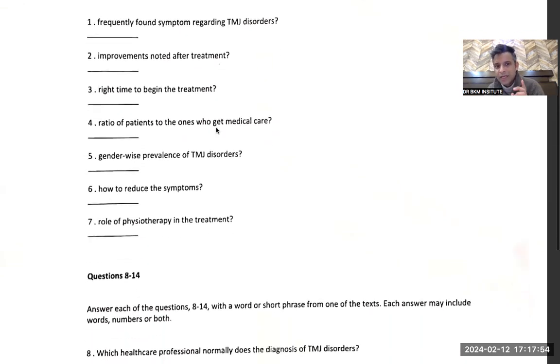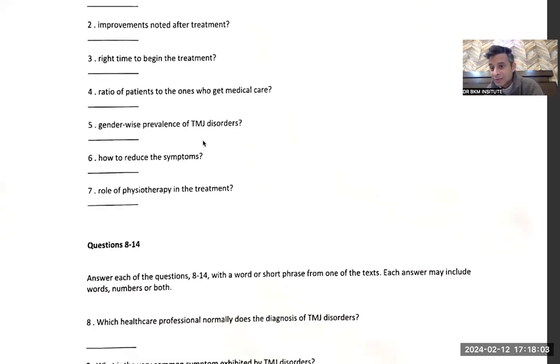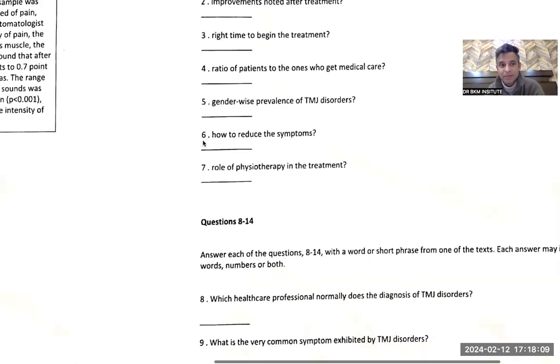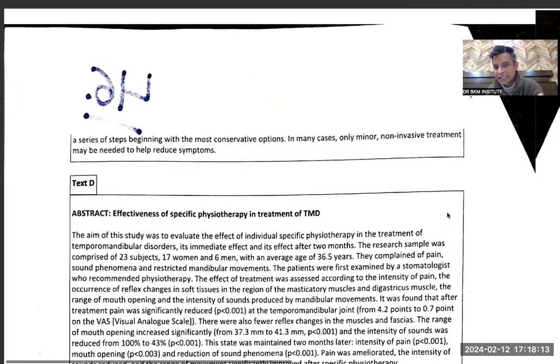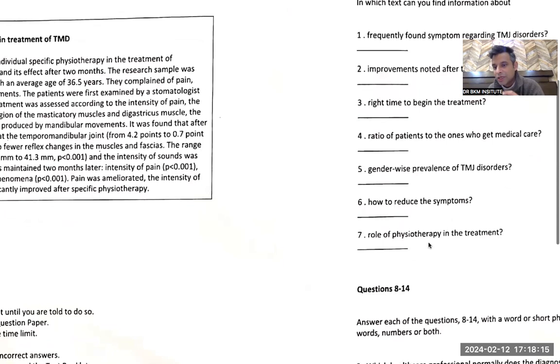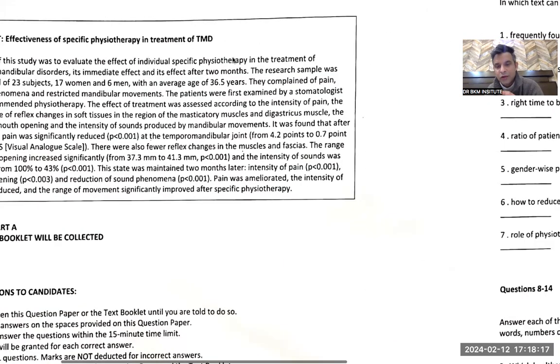Symptoms should be fine. Ratio of the patients who get medical care. This was a hard question, but we were doing it earlier. Part A, last line has been given. Gender wise prevalence, it is given in B that women have more. How to reduce the symptoms? This I have found over here. Reduce symptoms, it should be in C. Again, by chance I have found it. Role of physiotherapy, definitely over here.